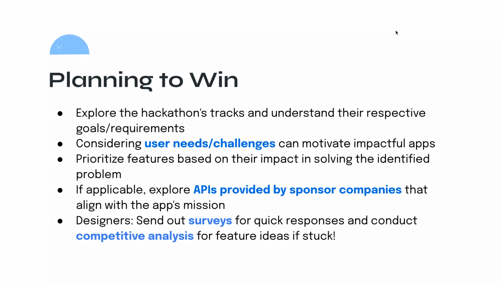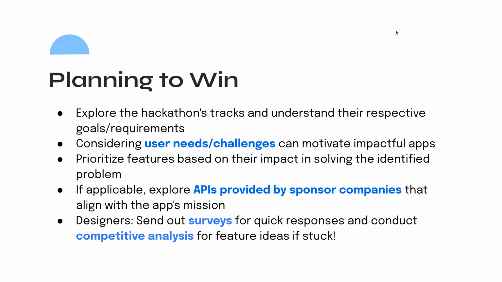So for example, if you have a track about sustainability or community, you might consider a food donation app, which I'll elaborate on later, that connects local restaurants to means by which they can give away food in a way that isn't wasteful.